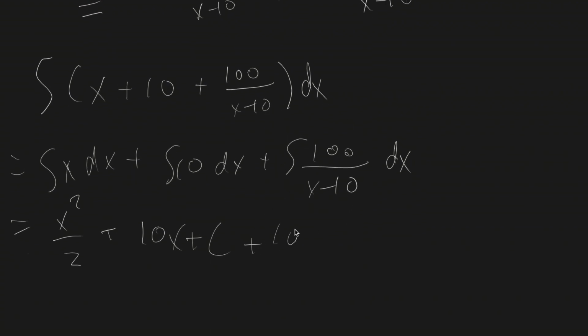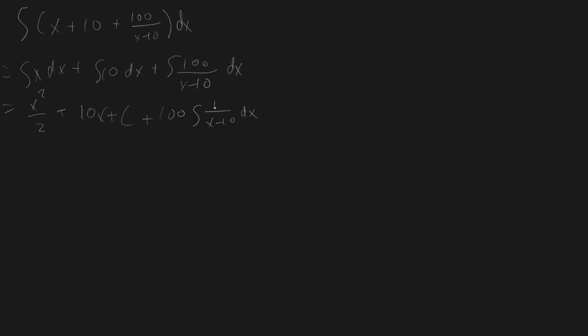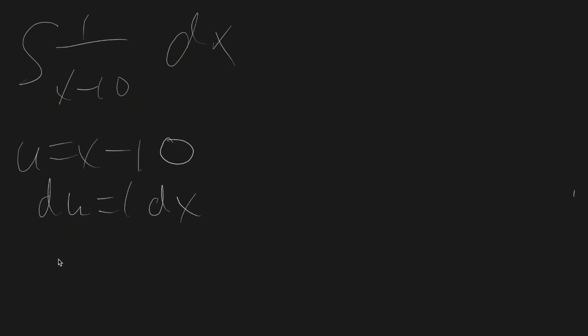We can write plus 100, since we'll factor out the 100, times the integral of 1 over x minus 10 dx. To integrate 1 over x minus 10, let's do this on the side. Let's do u substitution. Let's say u equal to x minus 10, meaning du is equal to 1 dx. Now we can substitute in u and du. So this becomes the integral of 1 over u du.